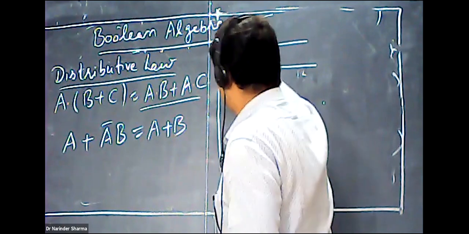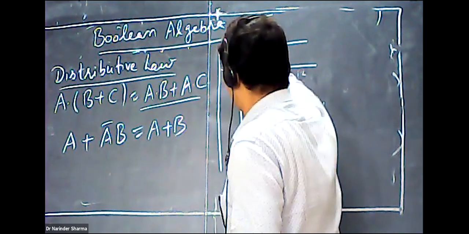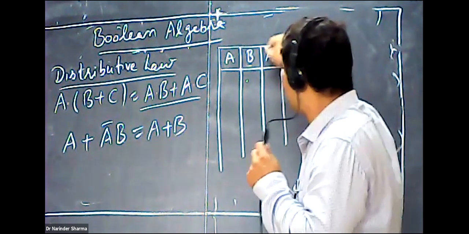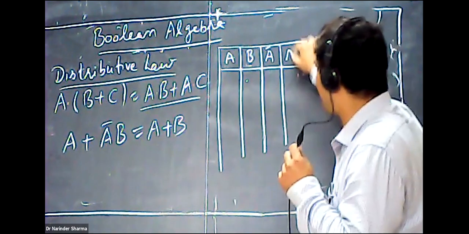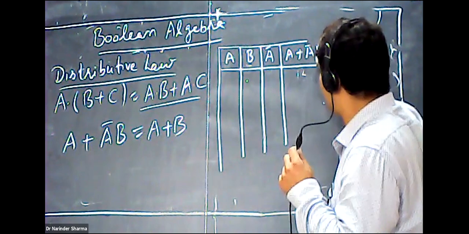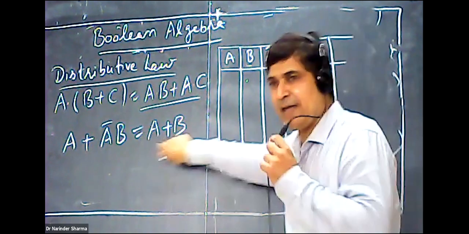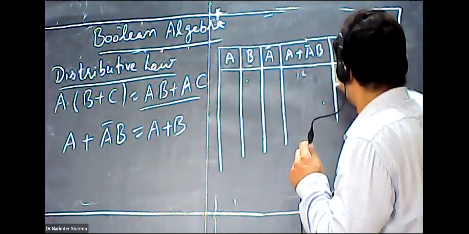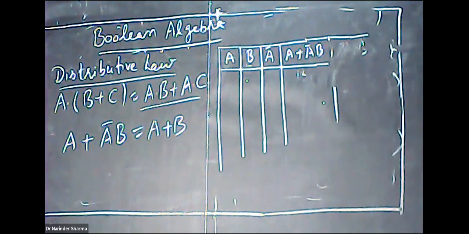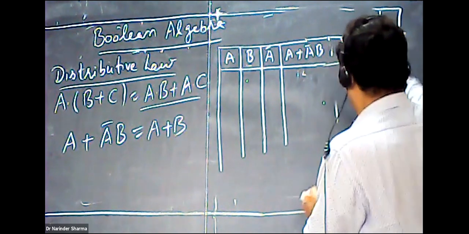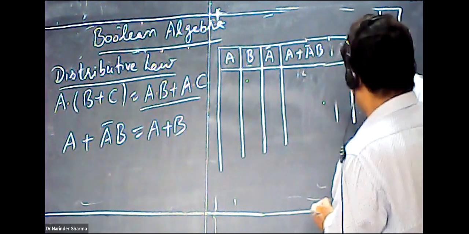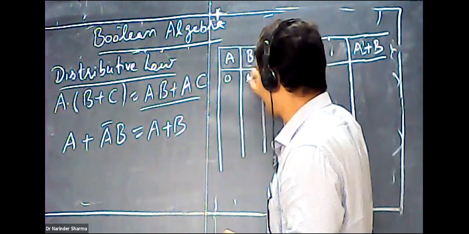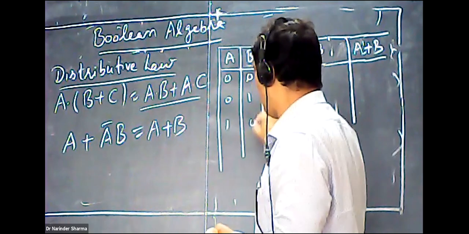There is A, there is B. What is required? A bar. Then towards the left side, there is A plus A bar B. Towards the right side, there is A plus B. We have to simply write the expression. So what would be the value of AB? You can write 00, 01, 10, 11.